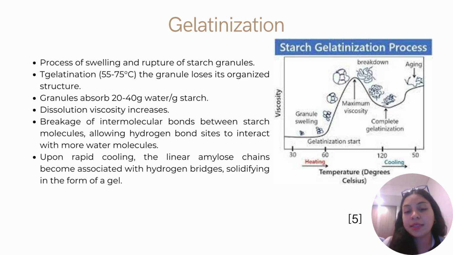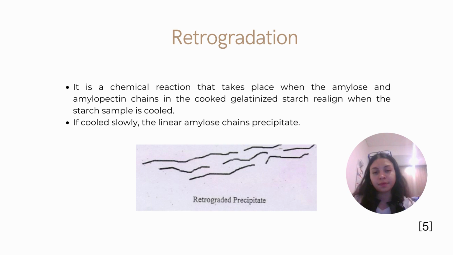Here we can see the process where it starts by swelling the granule, then a maximum viscosity is found when the amylose starts to leave the granule, and then complete gelatinization occurs, and when it starts to cool down, it's called aging. If the gelatinized starch starts to cool slowly, the linear amylose chains precipitate, and this is called retrogradation. This is a chemical reaction that takes place when the amylose and the amylopectin realign.